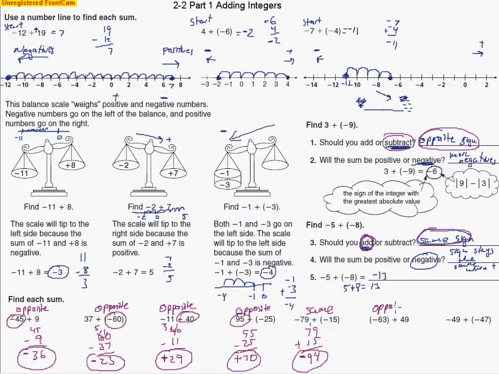Opposite signs here, so we're going to end up subtracting 63 minus 49. And when we do that, we end up having to borrow a bit, we get 1 and a 14. So 14. And is it positive or negative? Well, more negatives than positives. So that means that we're going to have a negative.